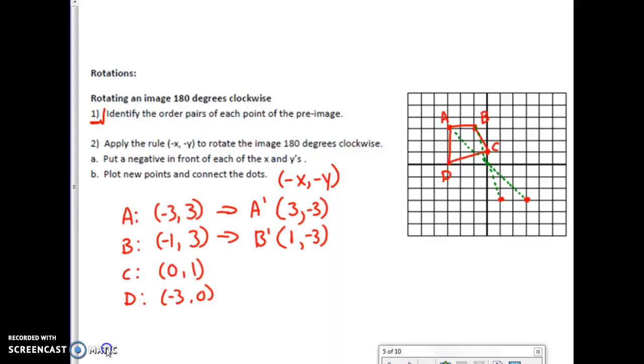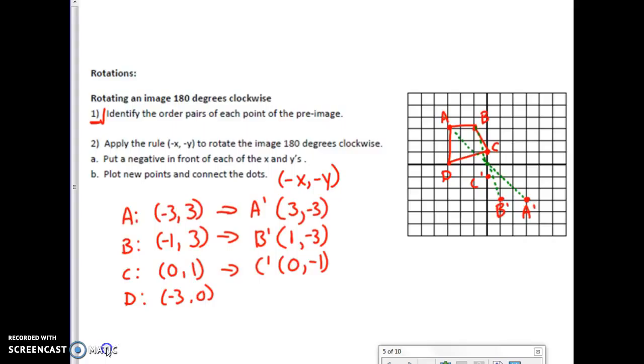So right now, I have A prime right here. I have B prime right there. Now C is 0, +1. So for C prime, well, I can put a negative in front of the 0, but it doesn't matter. And then a negative in front of +1 makes it -1. So I got 0, -1 is C prime. And I can see how that's a straight line right there.